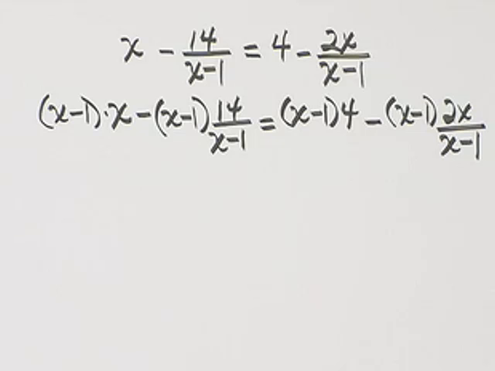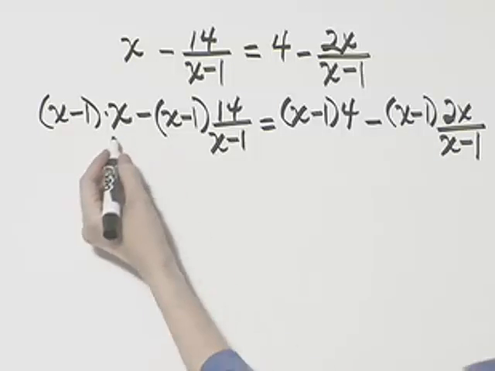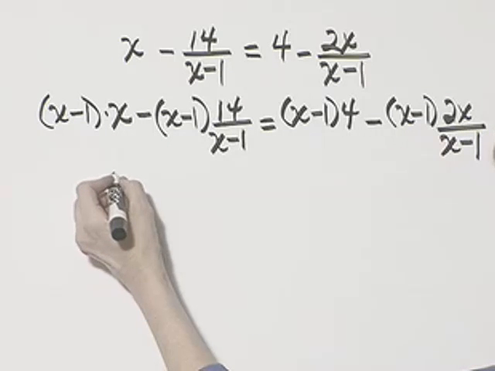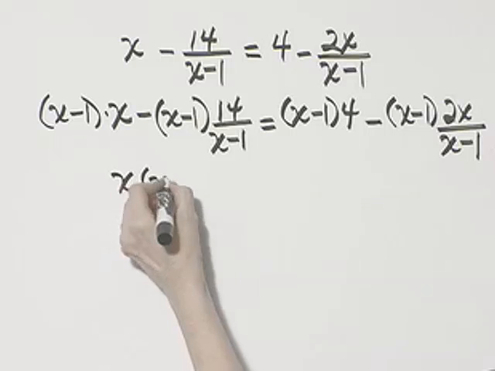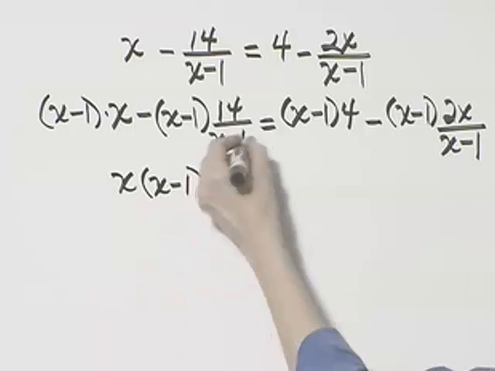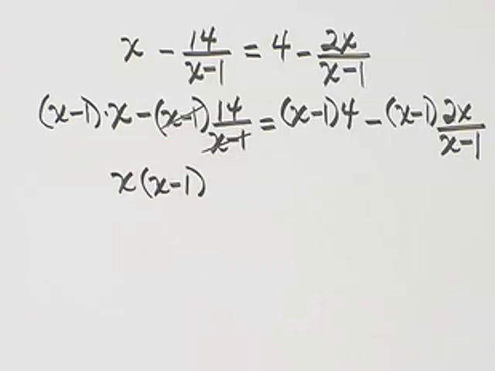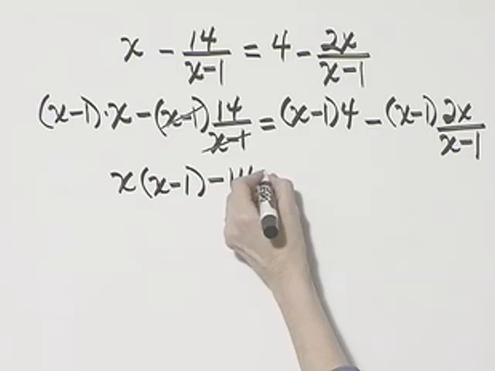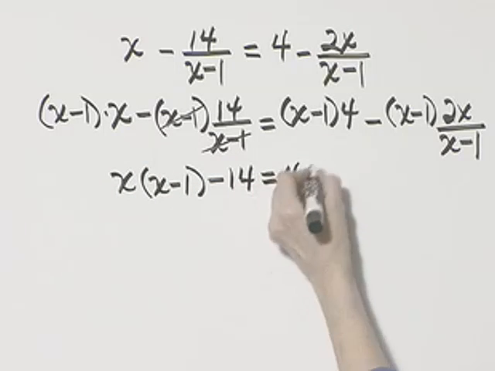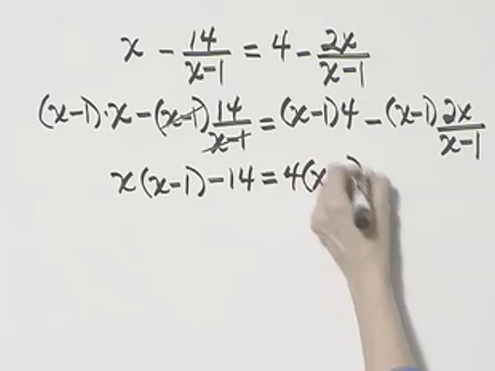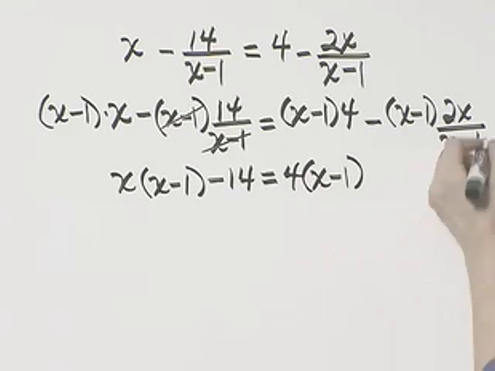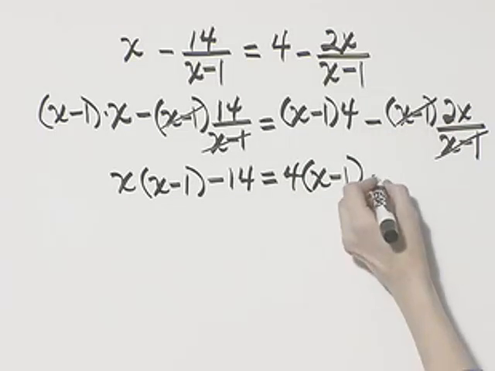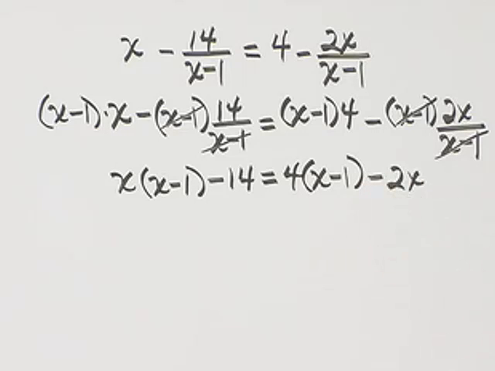And now let's see what happens. Here I have x times x minus 1. I'll just rewrite that: x times x minus 1. Here the x minus 1's divide out. Now be careful, that's minus 14 then, is equal to, I'll have 4 times x minus 1. I'll work on that in just a moment. And then these x minus 1's divide out, and I have minus 2x.